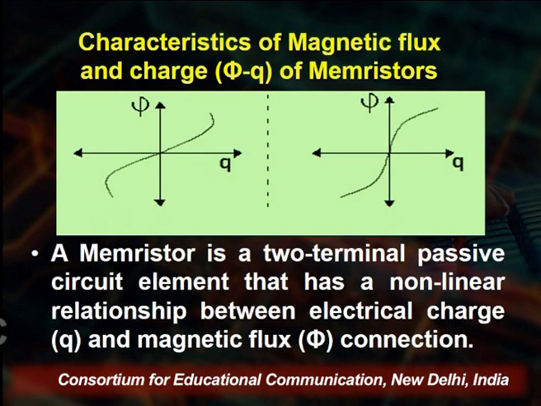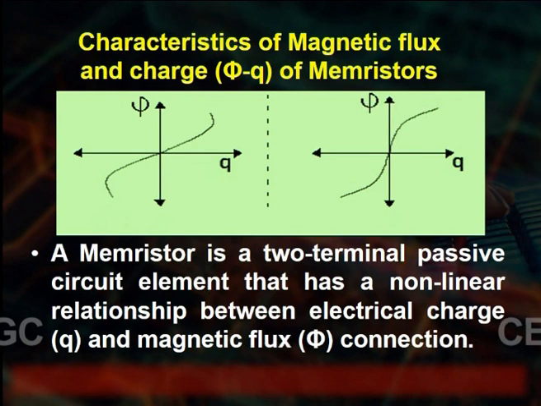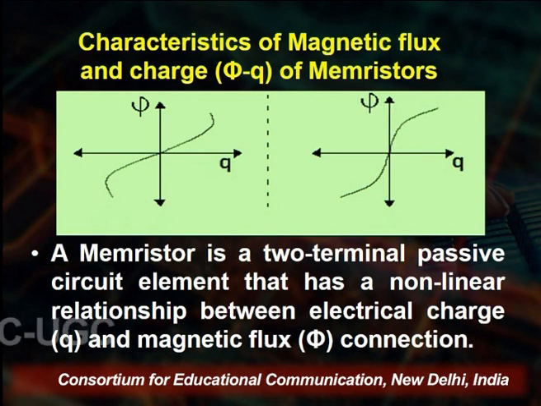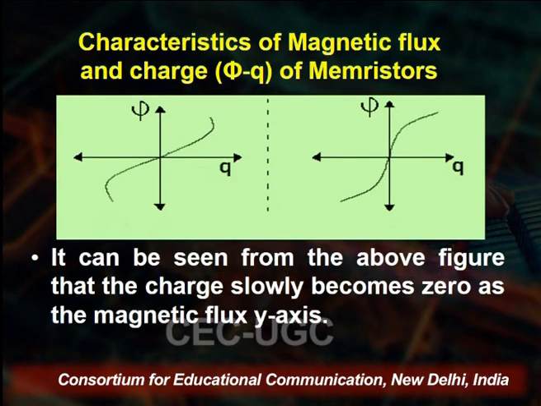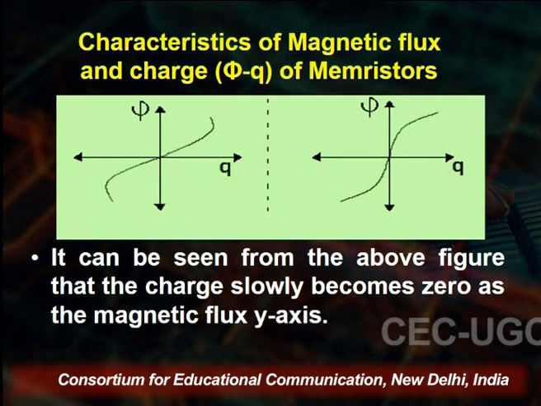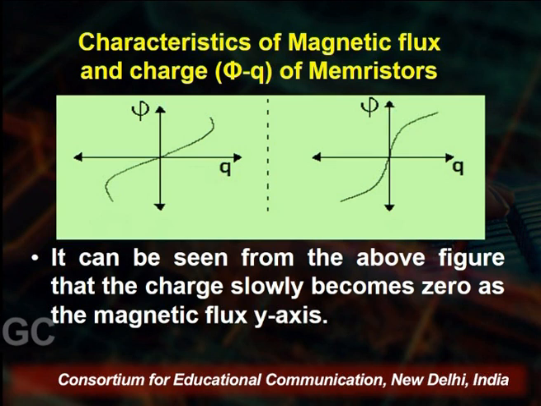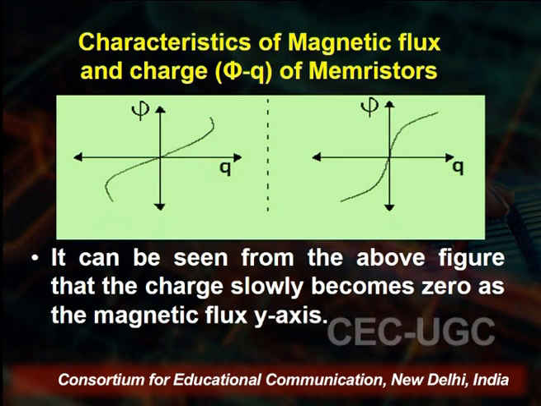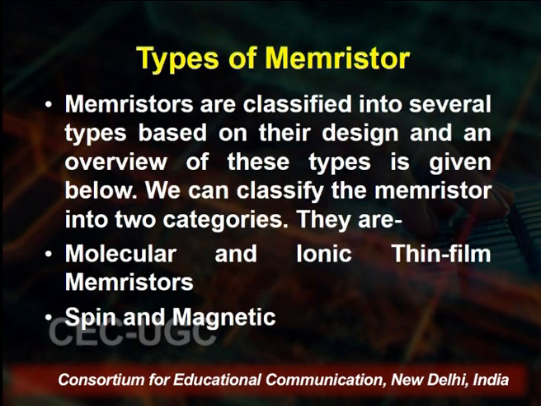Now, the memristor is a two-terminal passive circuit element that has a nonlinear relationship between the electrical charge and the magnetic flux linkage. Here you see it is a nonlinear relationship between the electrical charge, Q, and the magnetic flux, phi. It can be seen from the above figure that the charge becomes 0 as the magnetic flux phi becomes 0. You see here the zero crossing at the point where phi and Q are 0, but it is a nonlinear distribution.